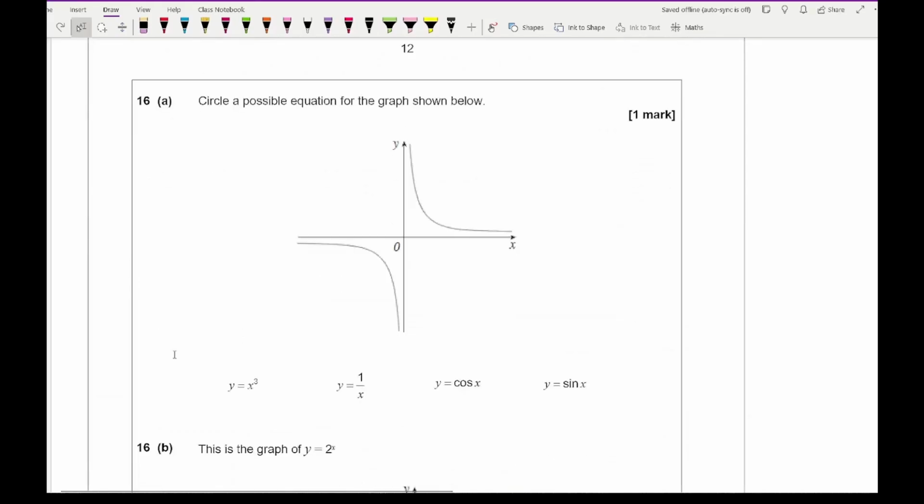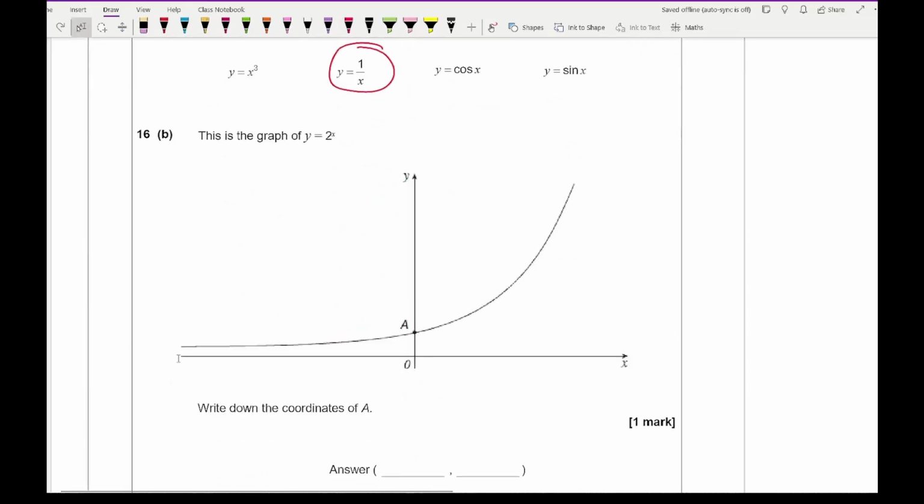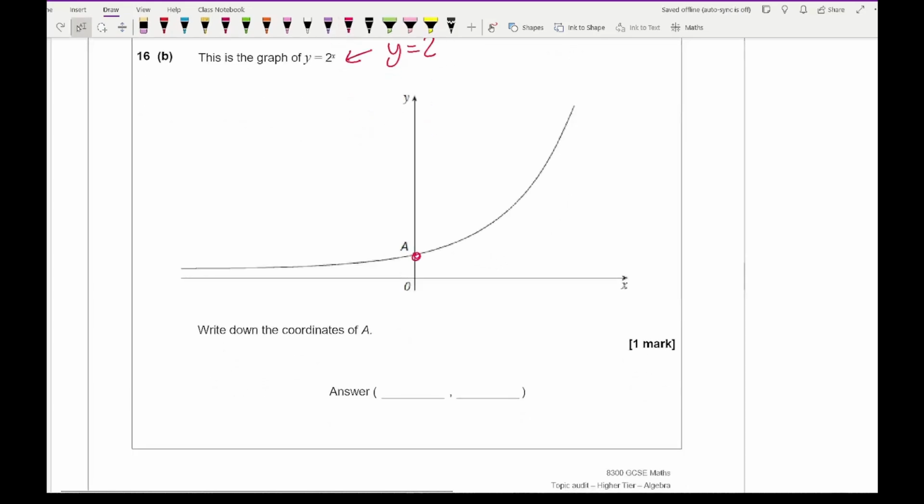Then moving on to question 16a, it says circle the possible equation for the graph shown below. And this is a reciprocal graph, so it's going to be our second option. Then for question 16b, it says this is a graph of y equals 2 to the power of x, which is an exponential graph. All exponential graphs intercept at 0, 1 unless there's a graph transformation. So this is going to be 0, 1.